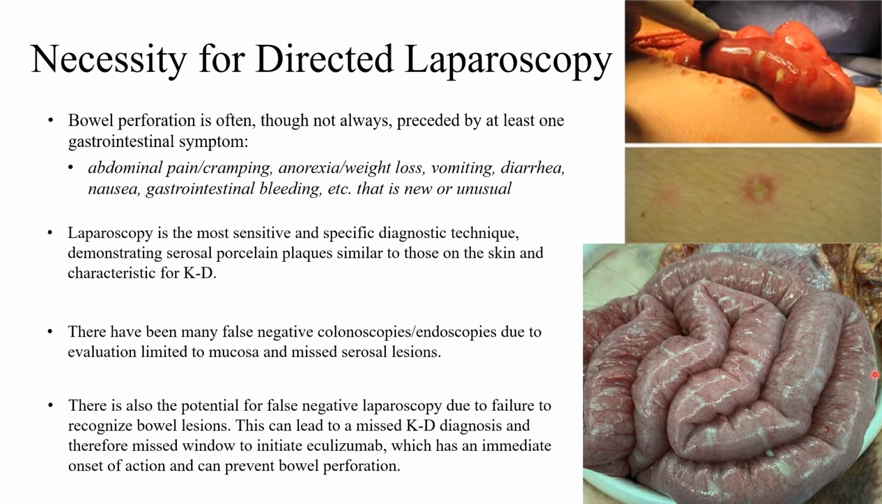But here we can see what these bowel lesions look like on the serosa. I'm highlighting certain areas that show these porcelain plaques on the serosa. As you can see, they may be white or yellow in appearance, and they resemble those lesions on the skin. There are some differences in bowel lesions versus skin lesions in that the skin is more commonly surrounded by a rim of telangiectasia, where on the bowel that might not be apparent.